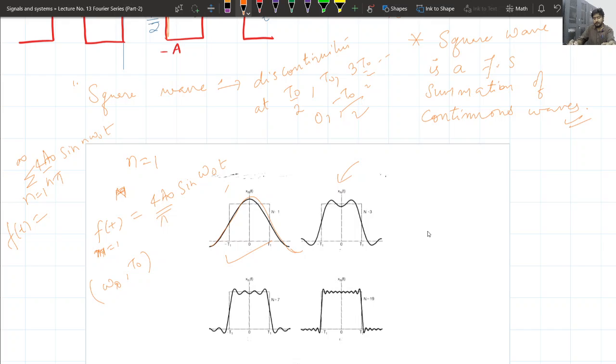Suppose now we add the third harmonic. That is, we will add two harmonics, the first and third harmonic. Then the summation will be 4a0 upon pi sine omega naught t plus 4a0 upon 3 pi sine 3 omega naught t. Once we do a partial summation of two harmonics, the fundamental and the third harmonic, we get a sum something like this. Let's say this is a partial summation.